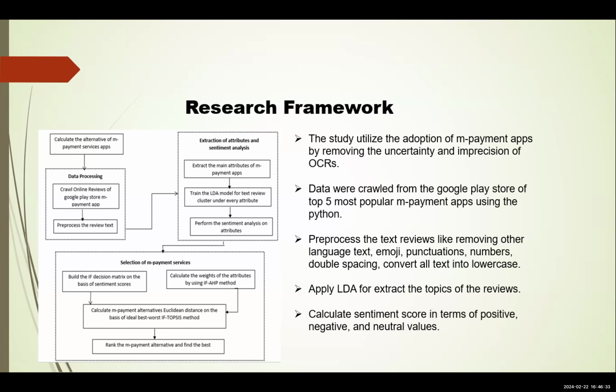Then, for ranking these mobile payment apps, we use the MCDM technique. First of all, we develop the IF intuitionistic matrix. Then we calculate the weights by using the IFAHP. Then we apply the IF TOPSIS method for ranking the alternatives and find the best mobile payment app for making payments or using that app.